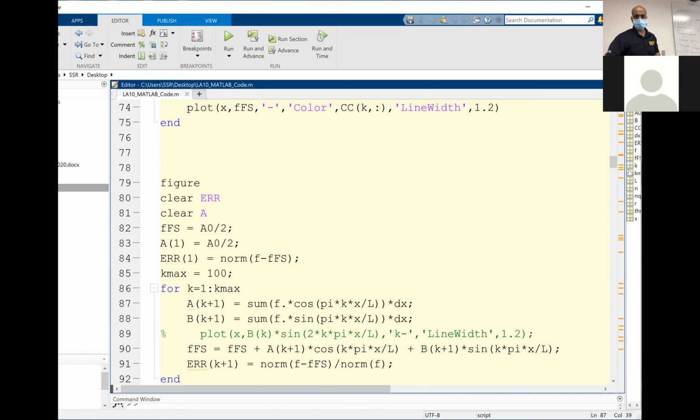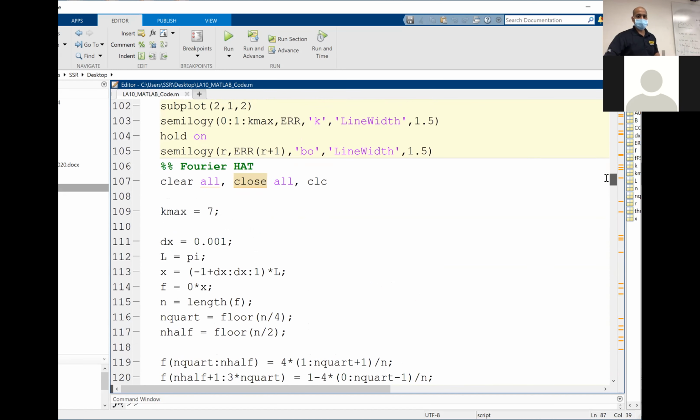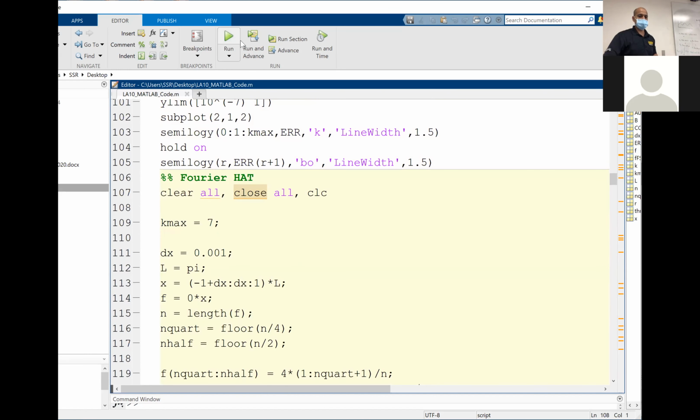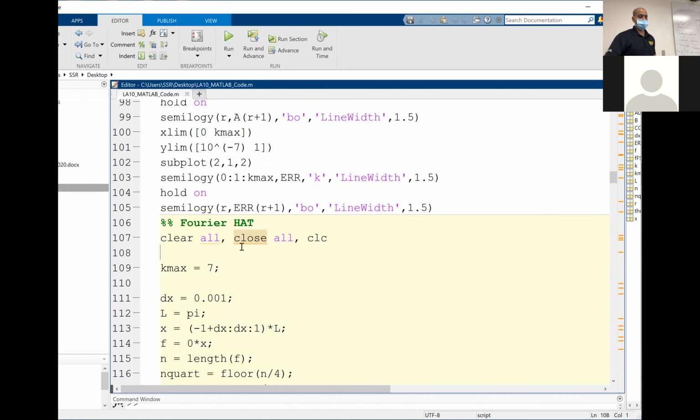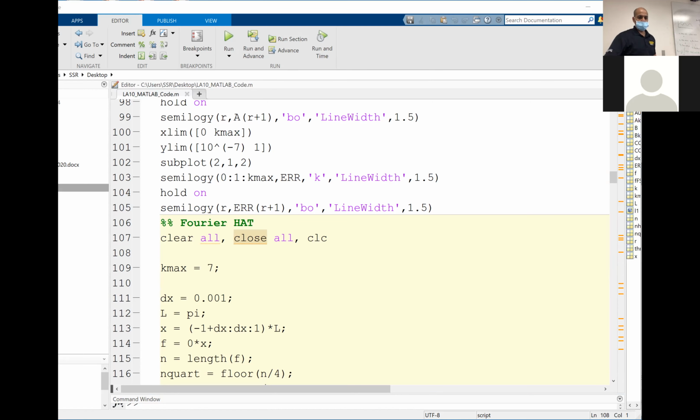Next, as another example, I want to run a Fourier decomposition for just a hat function. So please look at this Fourier hat function. Run section. After you run this, you will see figure 1 and figure 2. In figure 1, you notice that it's a triangular shape. It's a hat. And if you look at the Fourier decomposition of that hat, you have this bunch of sines and cosines that are independently plotted.